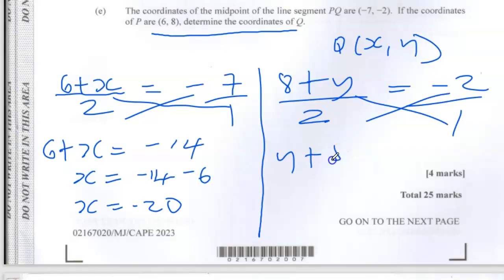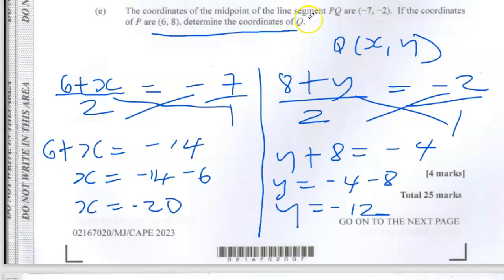Y plus 8, cross multiply: 2 times that is minus 4. So group y equal to minus 4, group over here, that's minus 4 minus 8. So y is minus 12. So the coordinates of Q would be minus 20 for the x coordinate and minus 12 for the y coordinate.